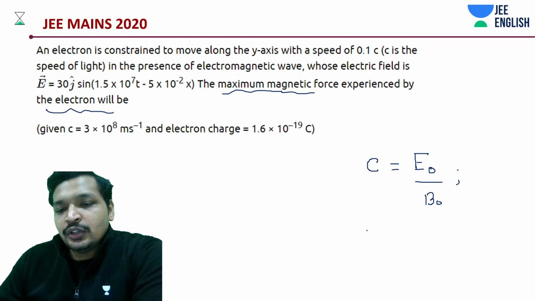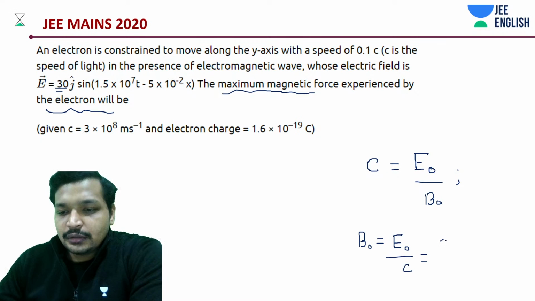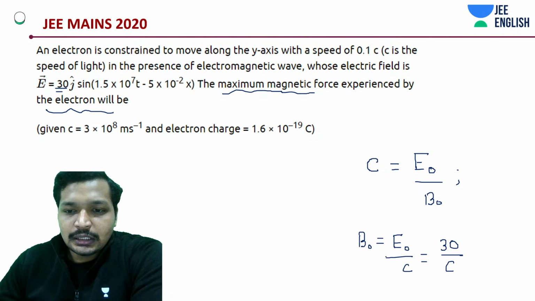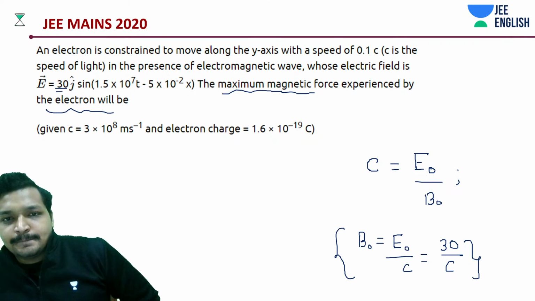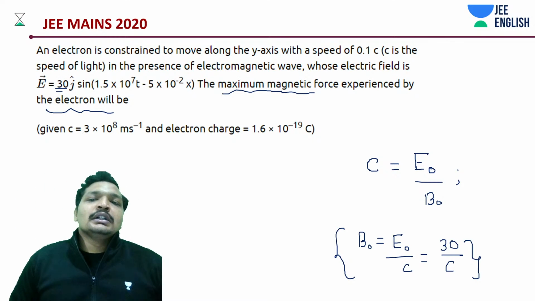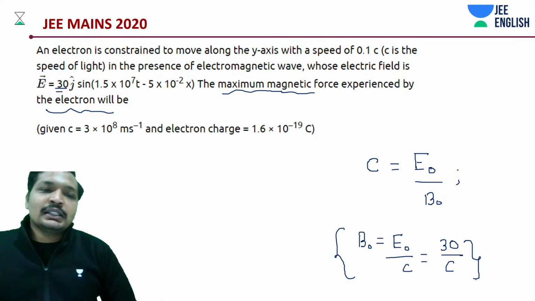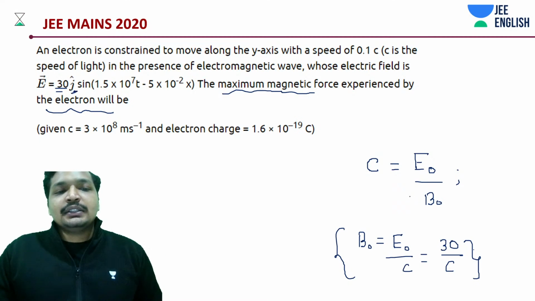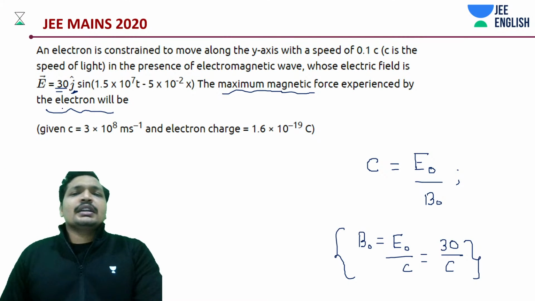So what would be your B naught? B naught is E naught by c. What is the value of E naught? 30. This would be perpendicular to the electric field, so probably we can take it to be in the k cap direction. Your magnetic field is B naught into something, and it's in the k cap direction because your electric field is already in the j cap direction. So it should be in the k cap or i cap direction. We'll take it to be the k cap direction.